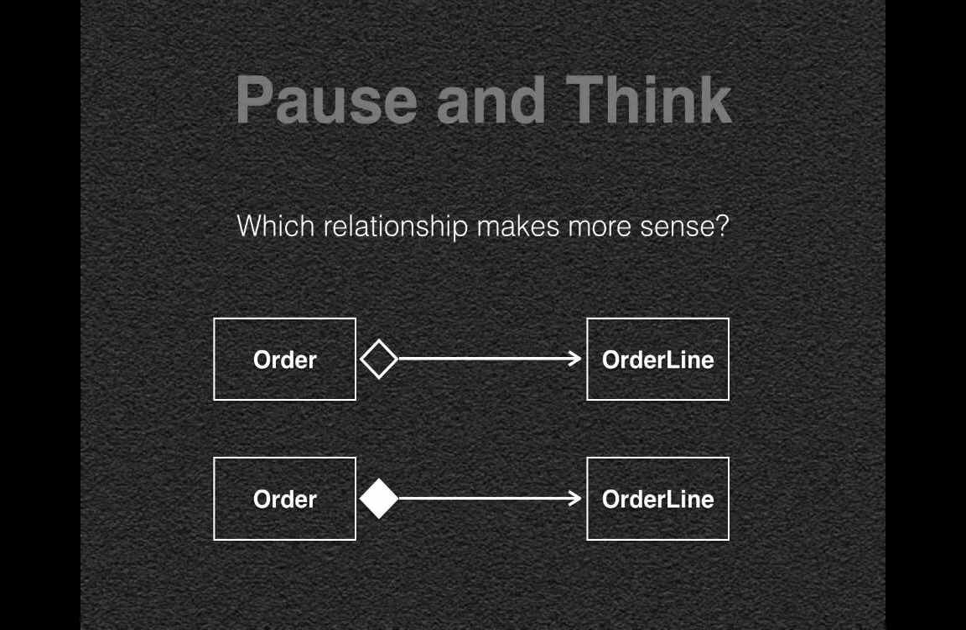Ready? The first one, aggregation, means that if the order is canceled, the order lines will still exist, perhaps as the order lines for another order. Does that make sense? No, that doesn't make sense. Those order lines belong to one order, which means that the second relationship, composition, is the correct one. When the order is destroyed, the order lines disappear also.